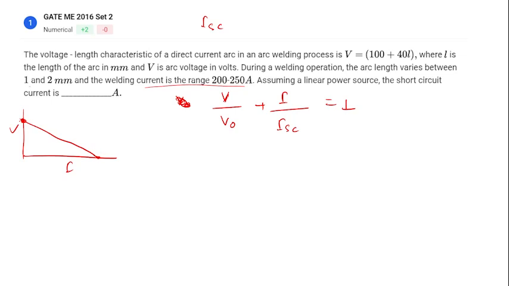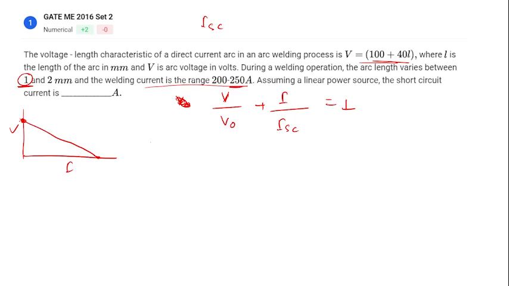Okay. So one thing we can see, if your arc length is 1, so what will be your welding current? 140 volts. Welding current. Yes, ma'am. 250 we will choose, right? For the minimum, when you take minimum arc length, that will give you minimum voltage. That will give you the maximum range of current, right?